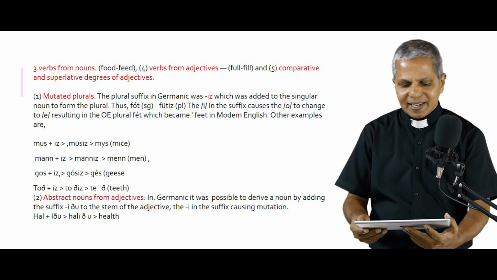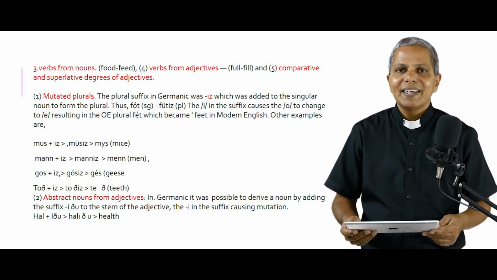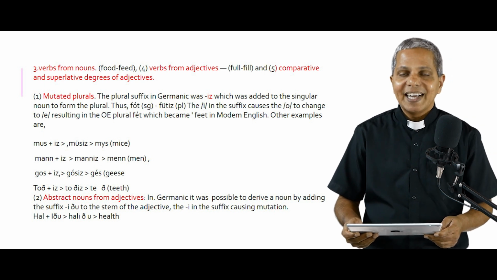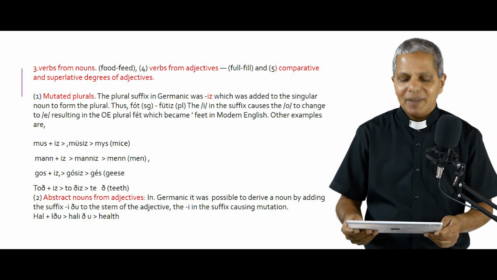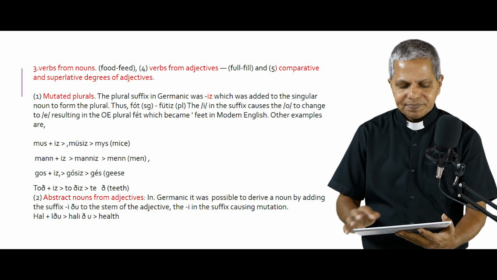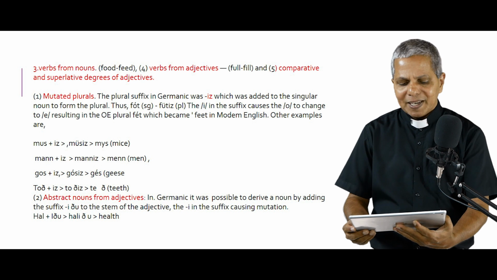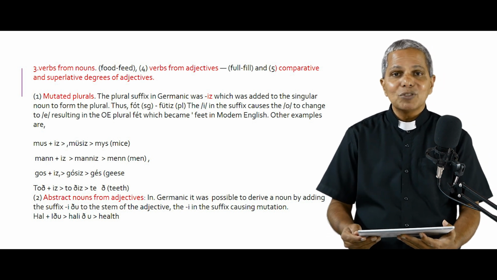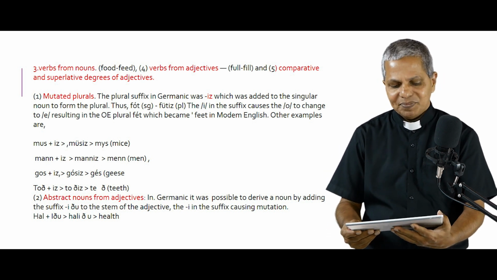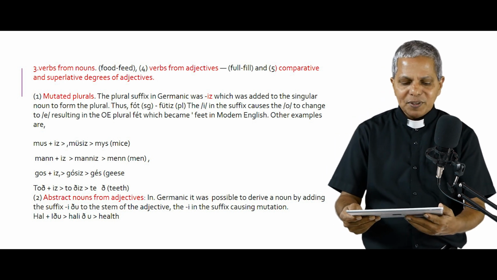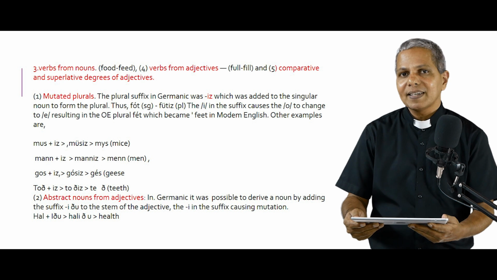We have examples like that. Man in Old English plus iz doesn't become manis. It became menis, and finally it became men. Similarly, gos plus iz becomes gosiz, and finally it becomes ges and geese. Similarly with tooth, the plural is not tooths; it becomes teeth.